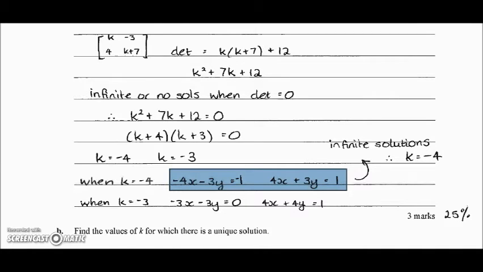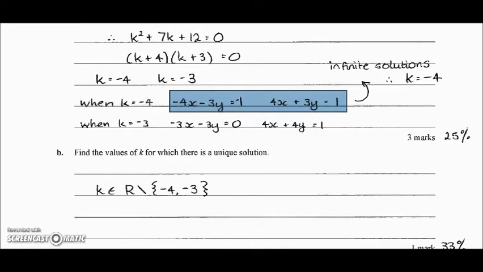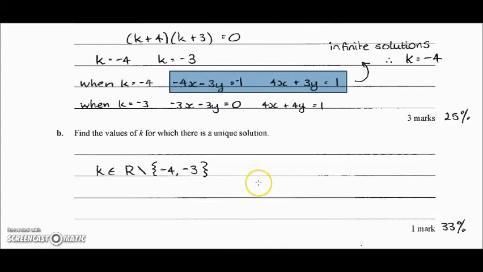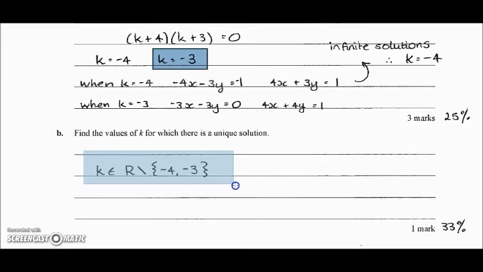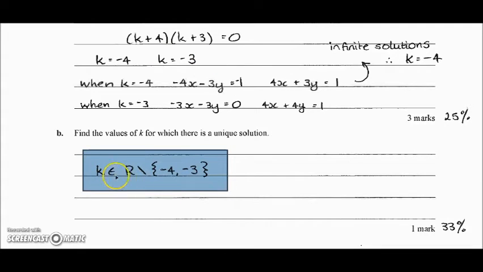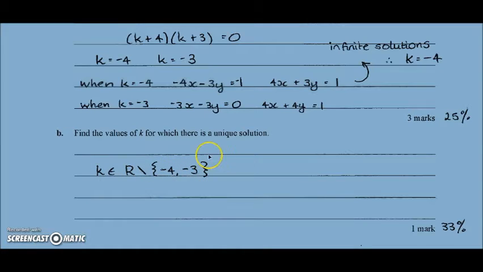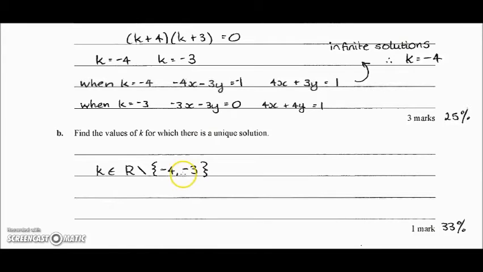So moving on to part B. Part B is much easier if you got part A right. Basically, there's a unique solution everywhere else. So when k equals -4, there's infinite solutions. When k equals -3, there's none. So everywhere else, there's a unique solution. So that's why we've written k is an element of R, except for -4 and -3. Make sure you use the right brackets here. Should be these curly ones, which tells me that it's -4 or -3, not in between the two. Alright, make sure you have the right brackets.